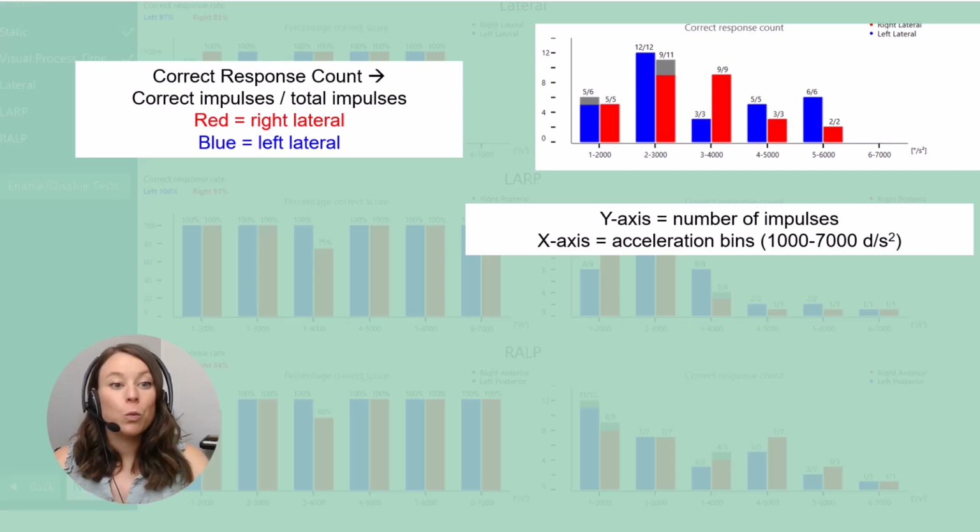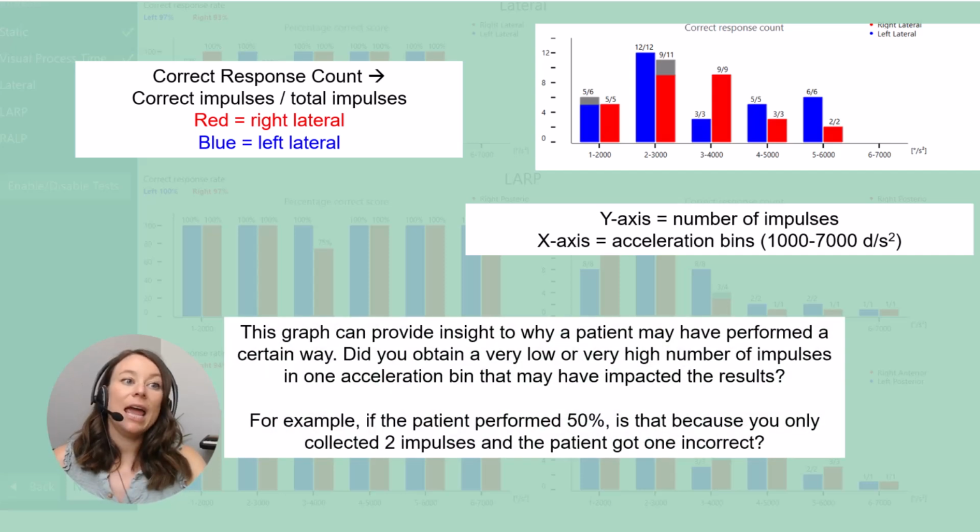And there's, of course, ways to see as you're doing the testing on the patient, what acceleration bin you're doing and how fast you're doing that, so that you can alter your speed accordingly. But this is a nice cross-check for you as a clinician to say, did I vary it in a good way for that patient in order to get good results across the head speeds? And really, it can also provide insight to maybe why a patient performed a certain way.